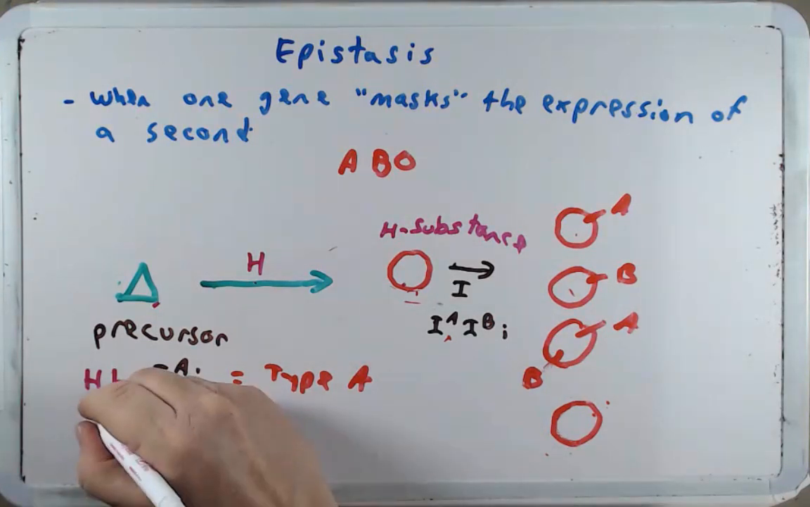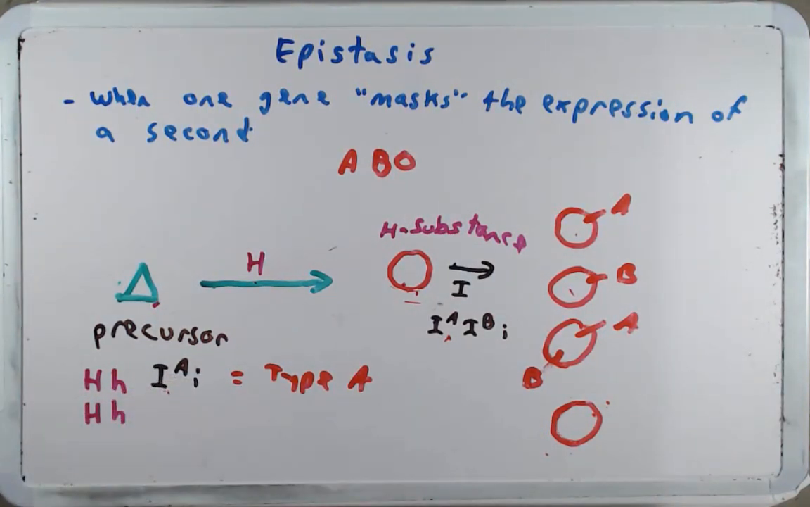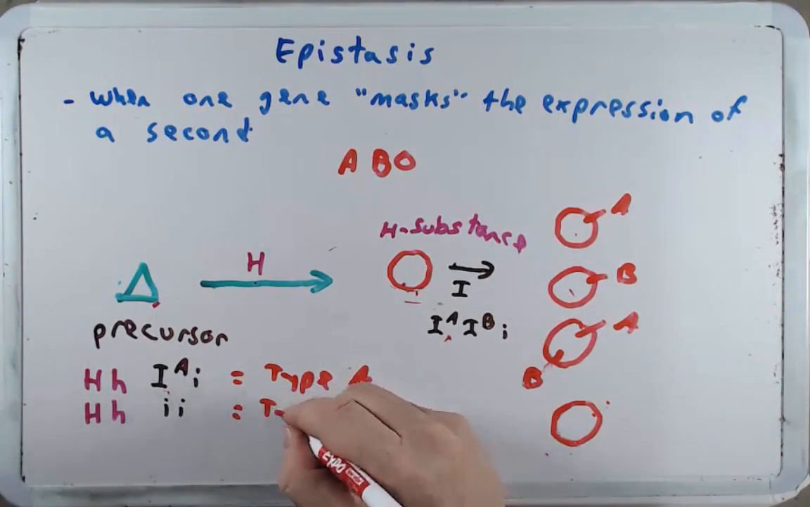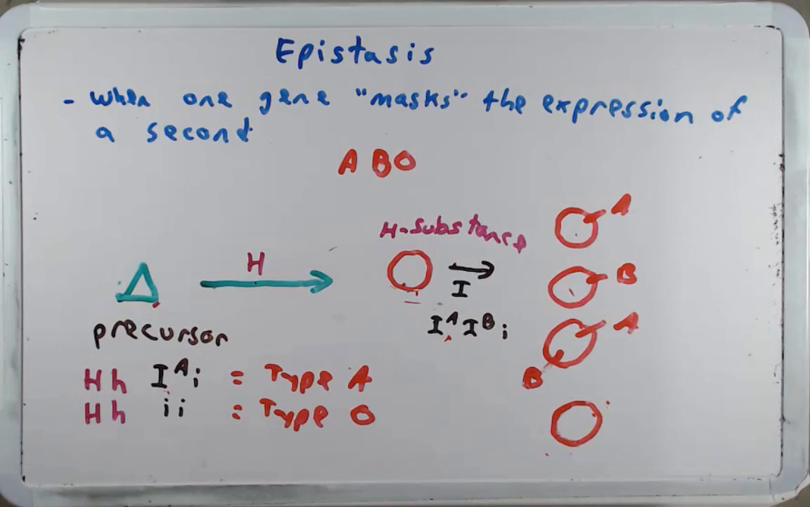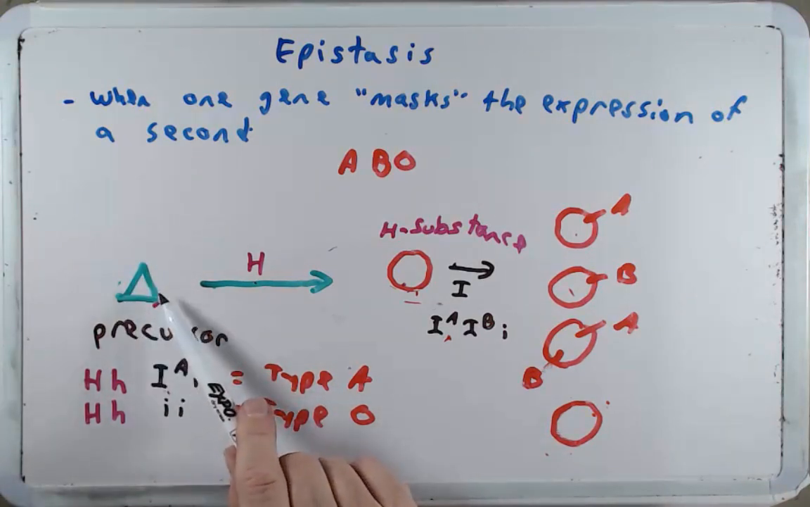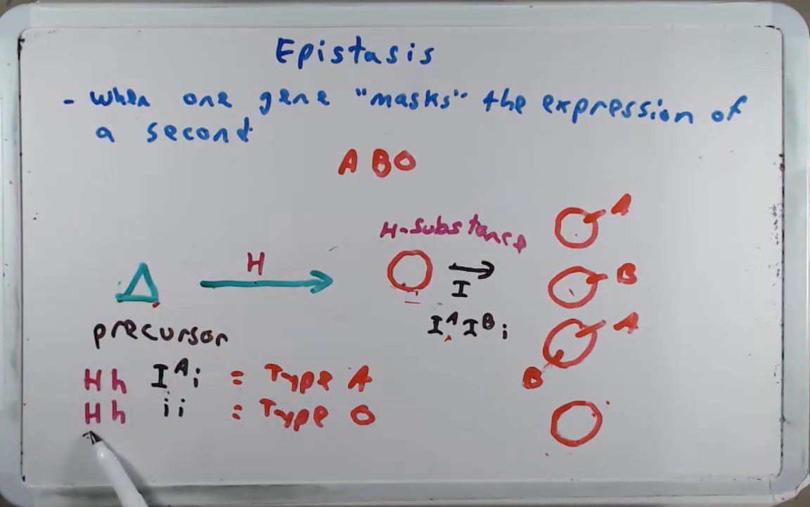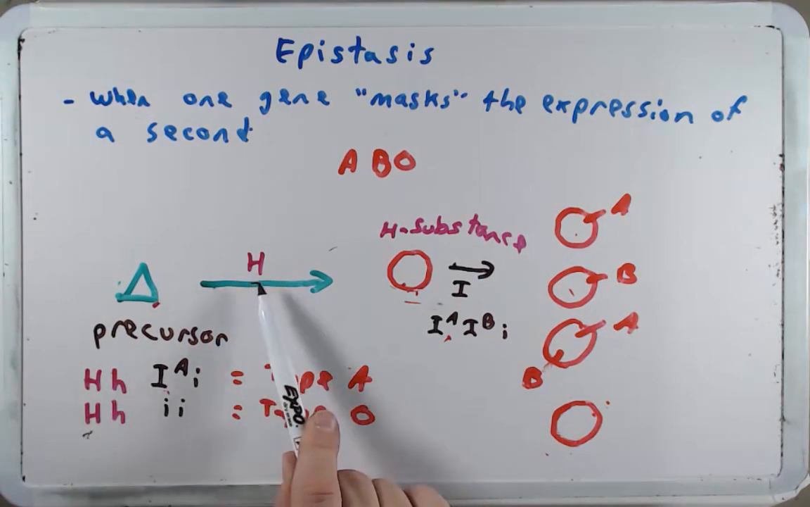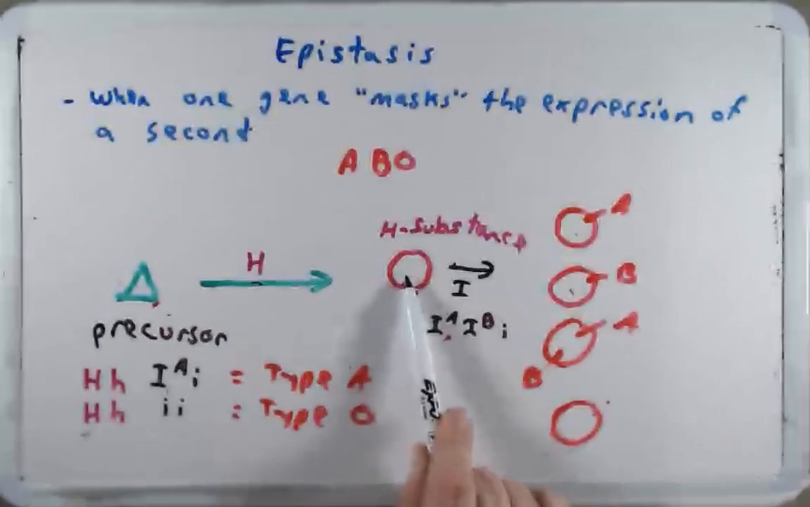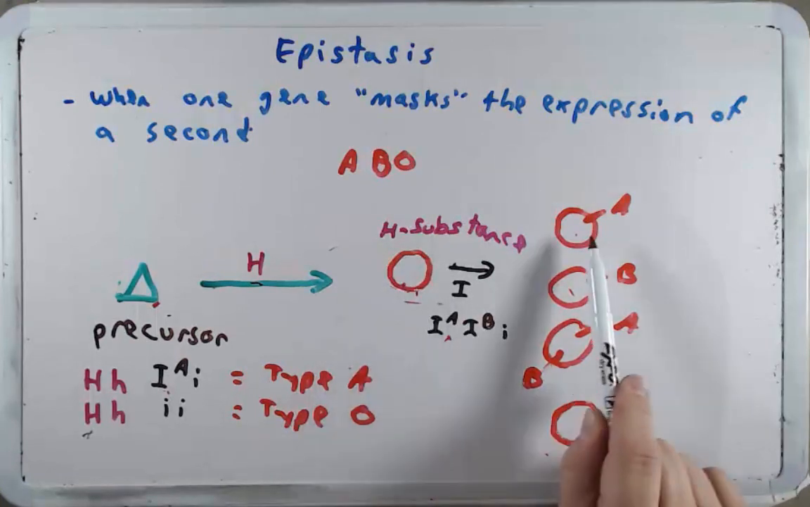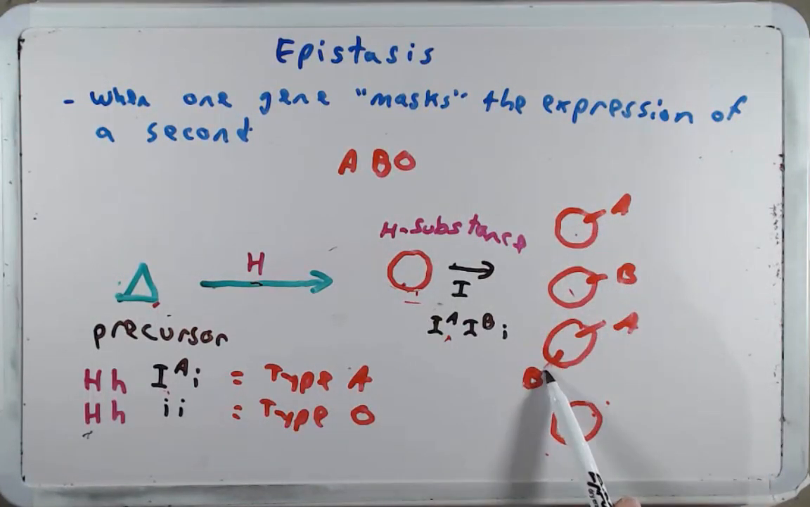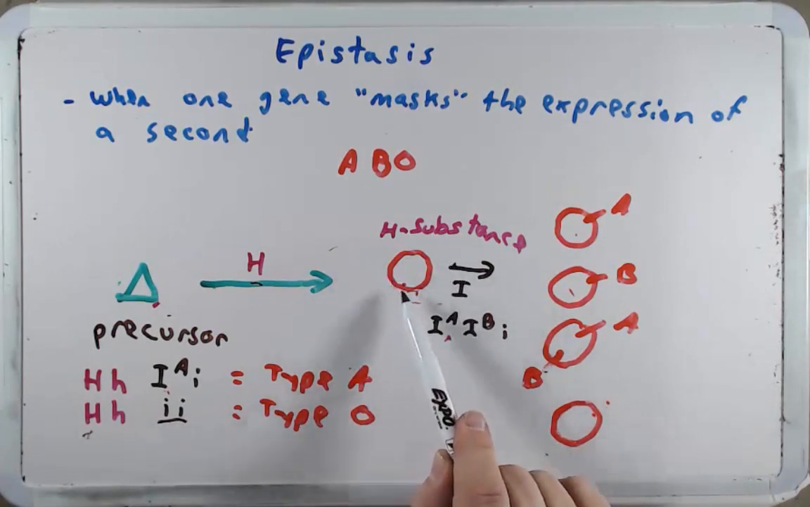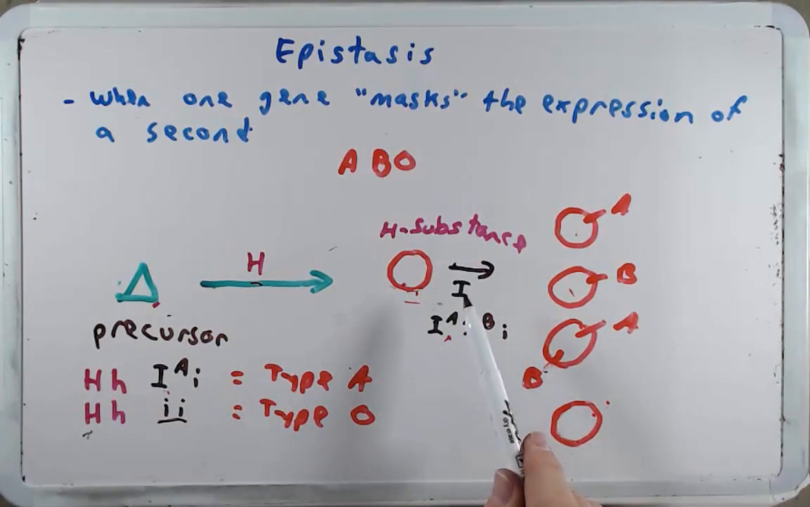If somebody was big H, and then little i, they would be type O. And that's because you have this precursor, the big H allele is present, so it's able to convert the precursor into the H substance. The H substance can't become A or B because you have the little i. So it's just going to stay as the H substance. And in reality, the H substance is the O type.